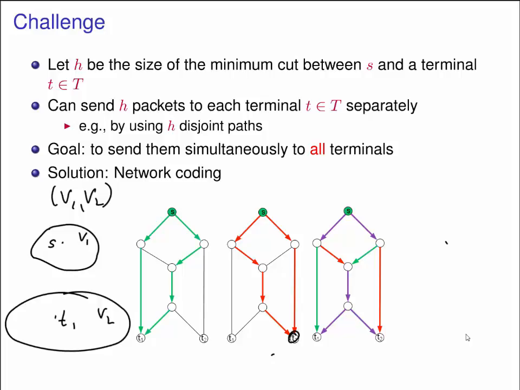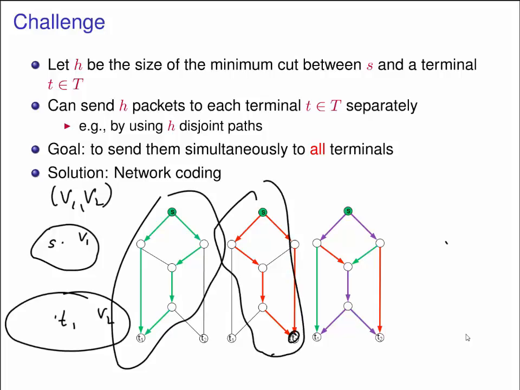So for example, in this butterfly network, I can take any cut. One of the cuts can be like this. This cut separates S and T2, or this cut separates S and T1, or I can take a cut that separates S from both T1 and T2. If I take the minimum among all of those cuts, this will determine the maximum rate I can achieve on this multicast connection.